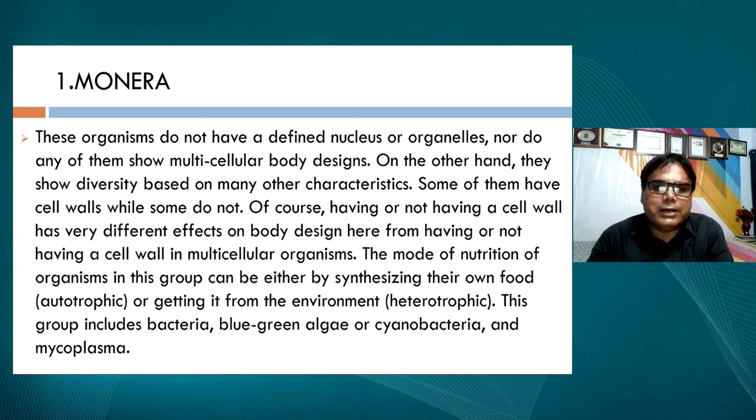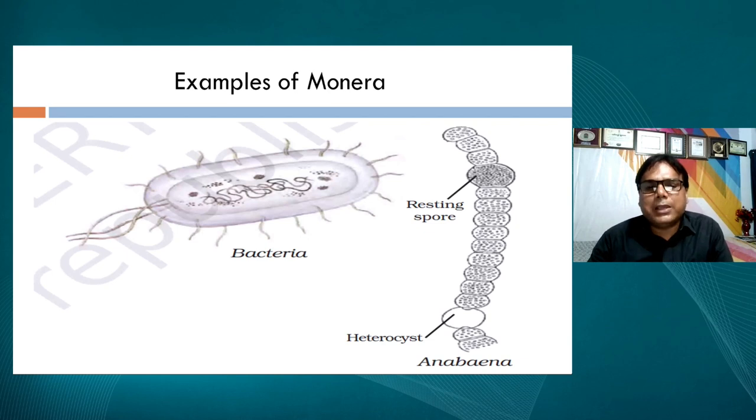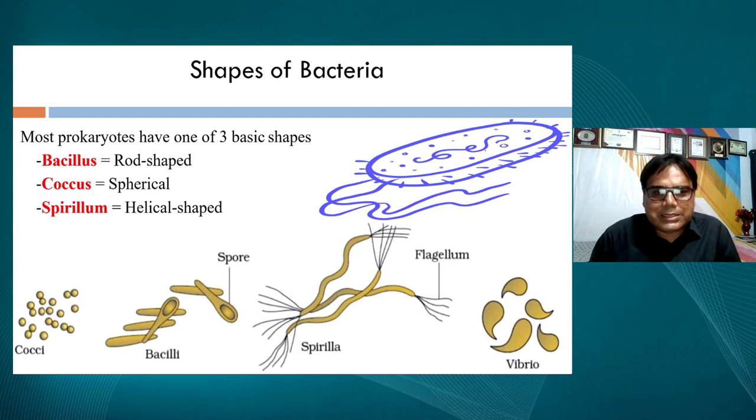Students, I would like to show the typical picture of the bacteria. This is the typical picture of the bacteria, and on the right hand side, you will be able to see the typical picture of the blue-green algae. The name of the blue-green algae is Anabaena. So these are the examples. In this slide, you will also see the structure of the bacteria, a typical external shape of the bacteria.